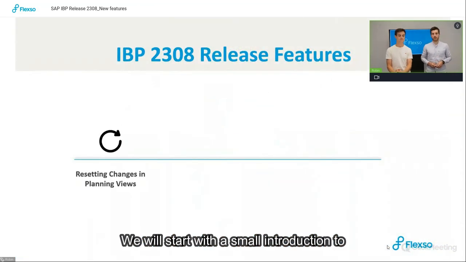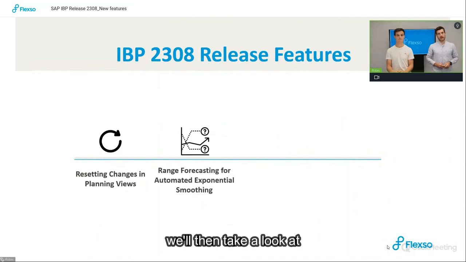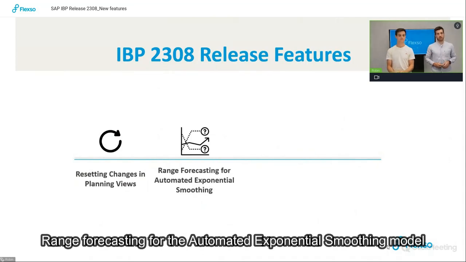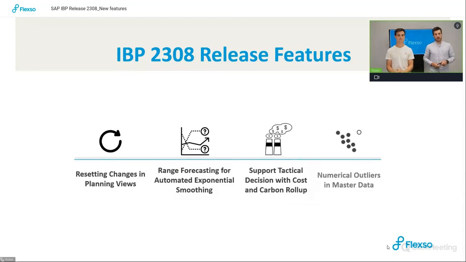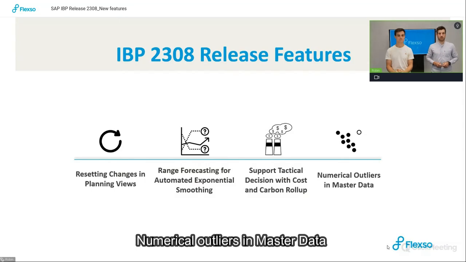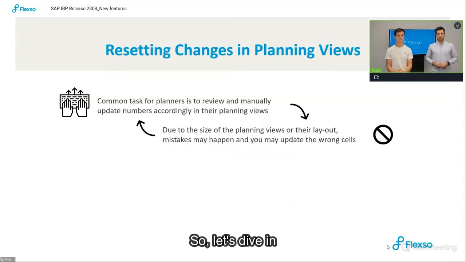So we will start off with a small introduction to the resetting changes in planning view functionality. We'll then take a look at ranged forecasting for the automated exponential smoothing model. Next up, we will take a look at a new operator within IBP related to cost and carbon rollup. And then to finish off today's presentation, we will take a look at the numerical outliers in master data machine learning functionality. So let's dive in with the first functionality.